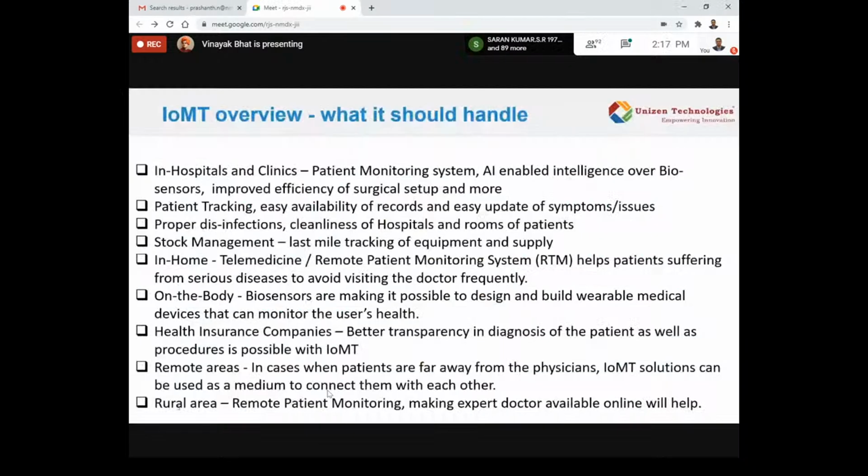It's called stock management, in the sense of the supply of surgical kits, medicines, and other things. Next is in-home medicine, remote patient monitoring systems, where there may be cameras and a few other things. It helps patients suffering from serious diseases to avoid visiting the doctors frequently, because in some cases it is better not to visit the hospital, as they may get attacked by newer viruses. And one more is on-the-body biosensors.